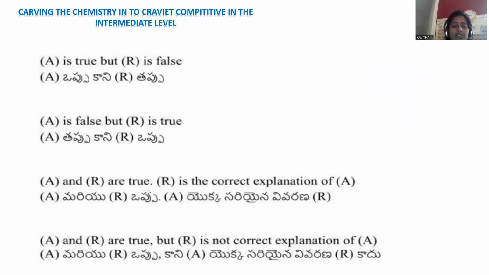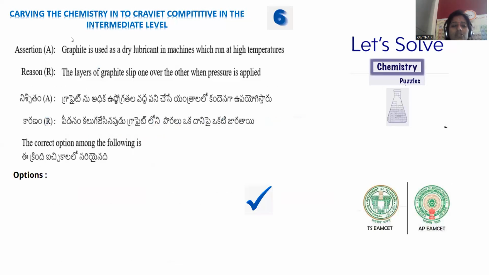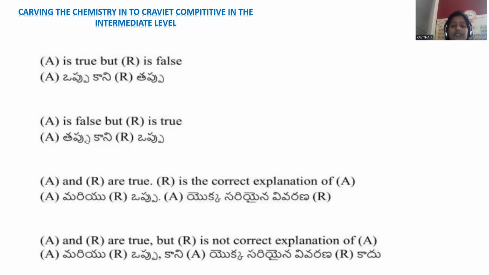A and R are true. R is the correct explanation of A. So both are correct answers. Whatever assertion and reason are there, both are exactly correct. And R is the correct explanation for that assertion, right? So option number 3 will be the correct answer.